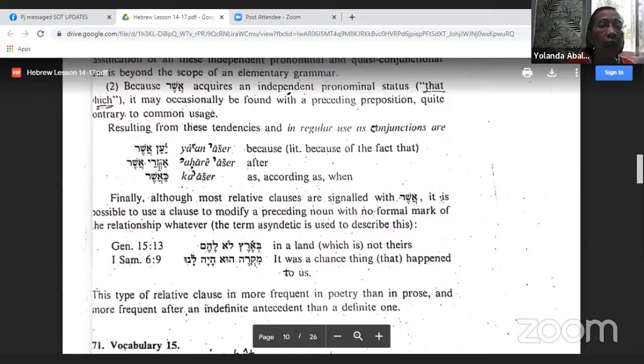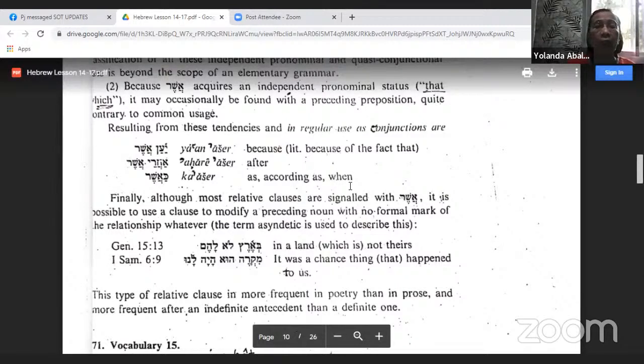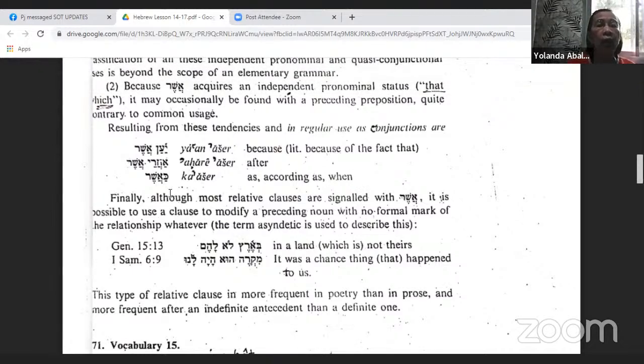Then we have Akare, Asher. Akare means after. Ano ngayon? After that. Akare, Asher. After. Pwedeng sabihin mong after or after that. Then we have the word ka-asher. Ka-asher. Tandaan niyo yung preposition ka. Ka-asher as, according as, when. Ang ka-asher pwede siyang interpret as when, according as, like as.